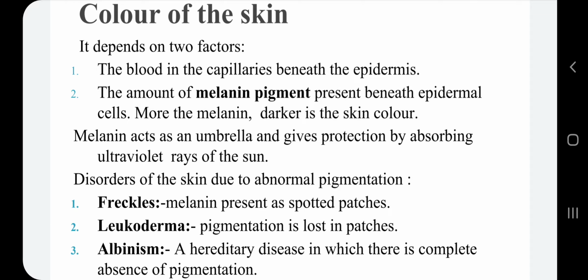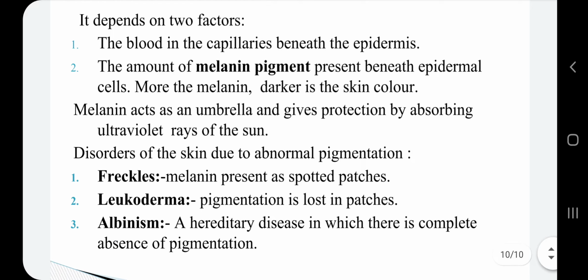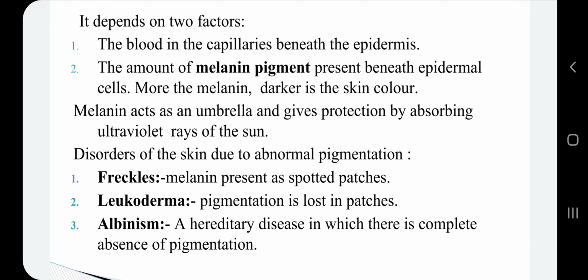Now in some people, this melanin pigment is not present the same throughout the body. So there are some disorders of the skin which arise due to this condition. There are three disorders which arise due to abnormal pigmentation of the body. One is freckles. Freckles is the disorder of the skin when melanin is present as spotted patches. So you can see in some people on the cheeks, these dark patches are present. Means melanin is present in more amount in some of the patches, and this condition is called freckles.